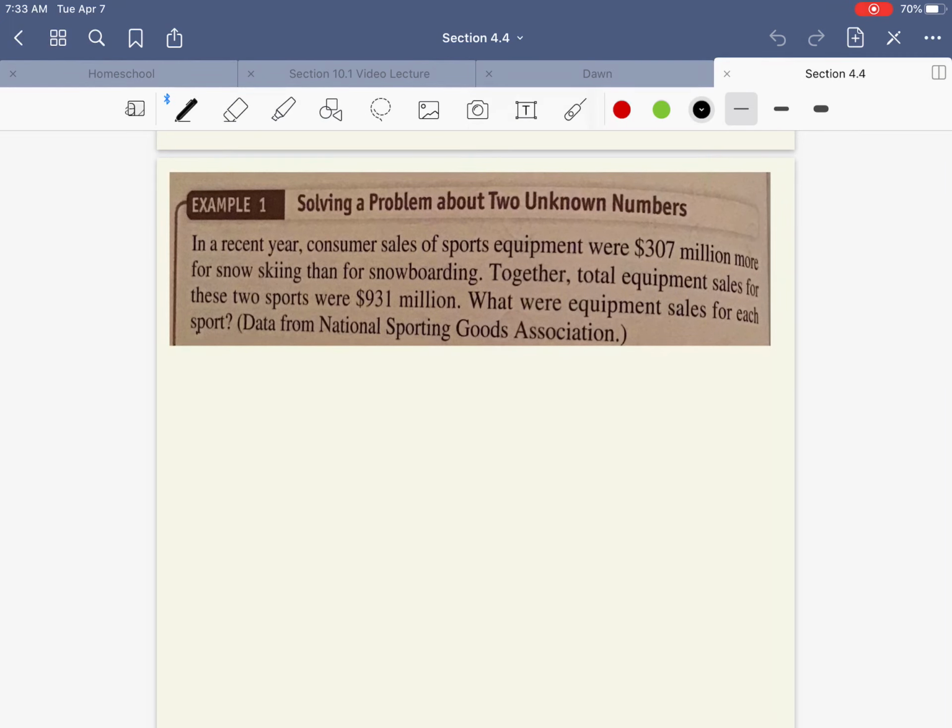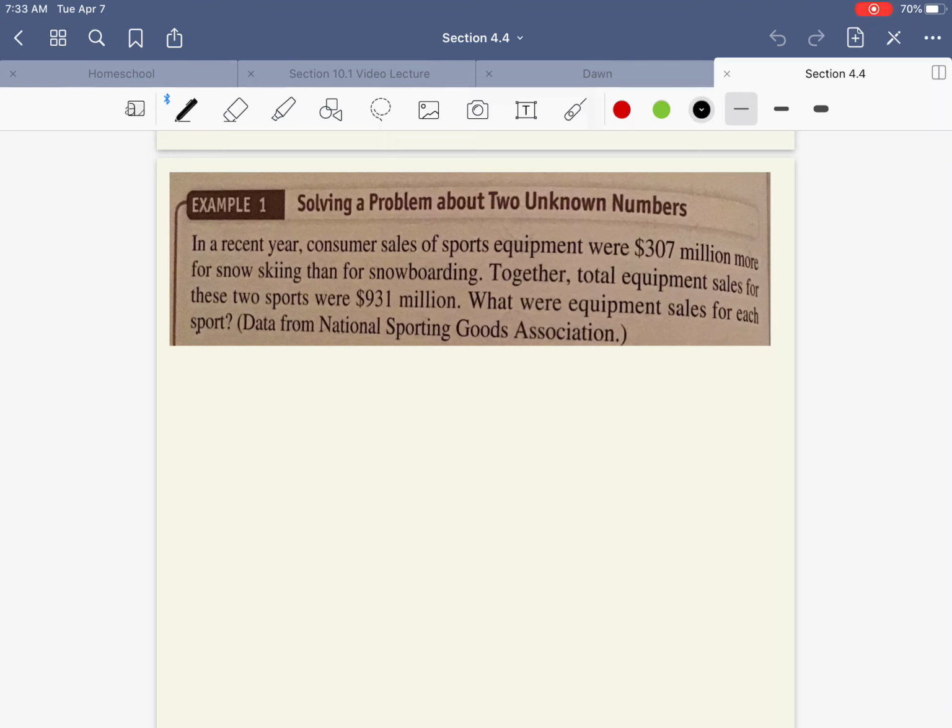All right, so let's look at example 1. It says, in a recent year, consumer sales of sports equipment were 307 million more for snow skiing than for snowboarding. Together, total equipment sales for these two sports were 931 million. What were equipment sales for each sport?